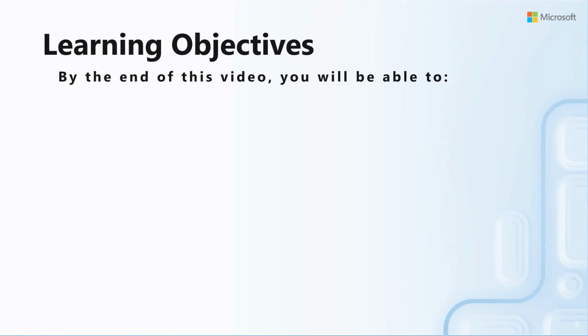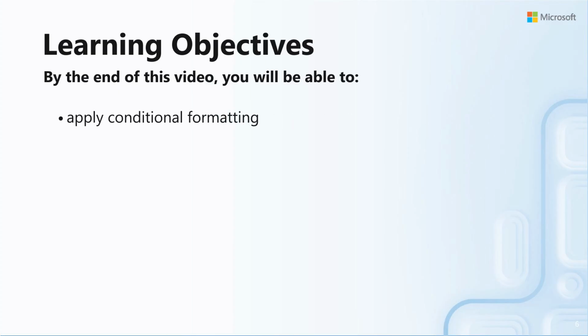We'll be working with a dataset simulating a customer order scenario. And you'll learn how to use conditional formatting to monitor inventory levels, track order statuses, and identify trends, just like you would in a real-world business setting. By the end of this video, you will be able to apply conditional formatting. So let's see how conditional formatting can help you avoid common business pitfalls.